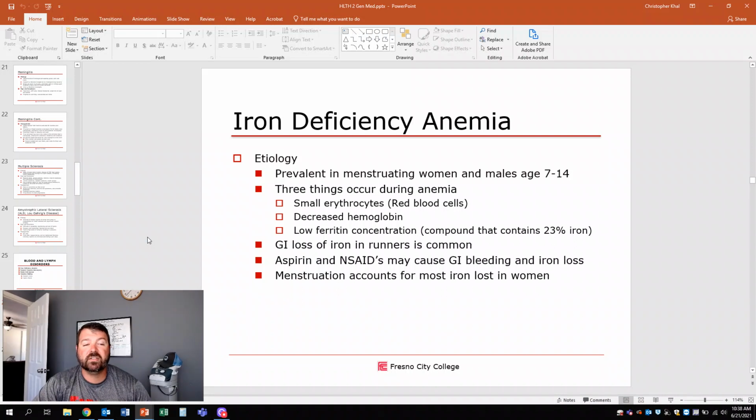GI loss of iron in runners is common. GI is gastrointestinal. Aspirin and NSAIDs may cause GI bleeding and iron loss. An NSAID is non-steroidal anti-inflammatory drugs, so that is going to be your ibuprofen, your Aleve, the common ones out there. Menstruation accounts for most iron loss in women.